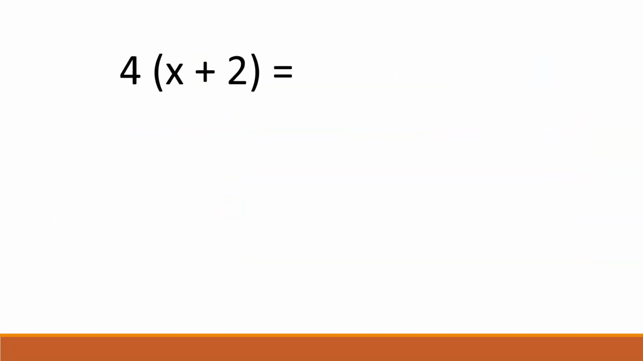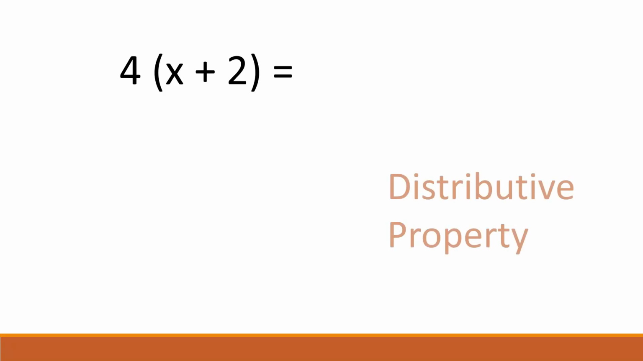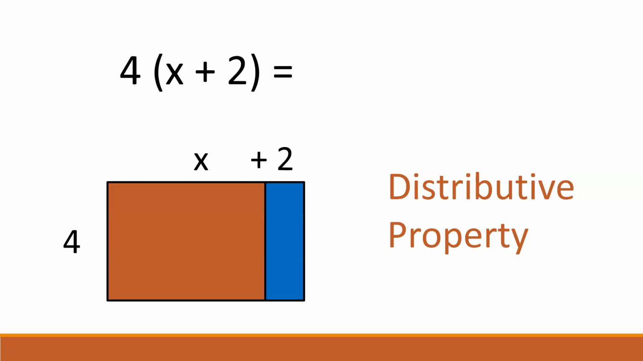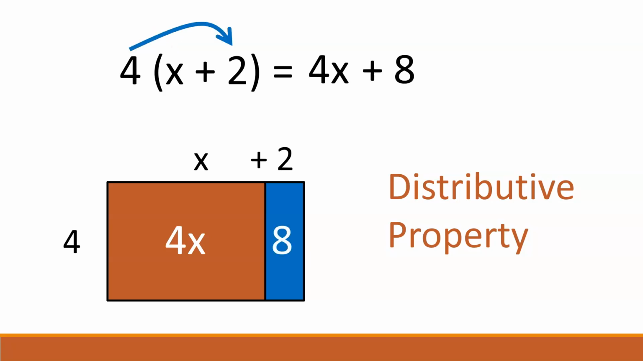So let's start with an expression that has a variable in it, and in this case we want to multiply. We know that to multiply 4 times the quantity x plus 2, we'll be using the distributive property. And we also know that we can draw an area model to represent that multiplication. So we're finding the area of the rectangle that measures 4 units by x units, that's 4x, and the area of the part of the rectangle that measures 4 units by 2 units, 4 times 2, that's 8. So the total area of the rectangle is 4x plus 8.